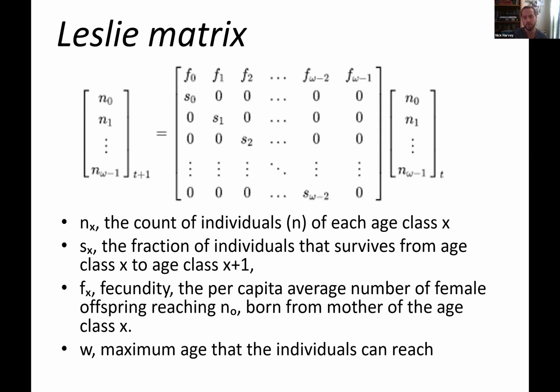And then the S numbers, which go along the diagonal of this matrix, are the proportion of individuals that survive every year, that is, survive from time t, which is the year we're in now, to time t plus 1. So this Leslie matrix assumes that each age class is only 1 year. So if an individual survives, it has to progress to the next age class.